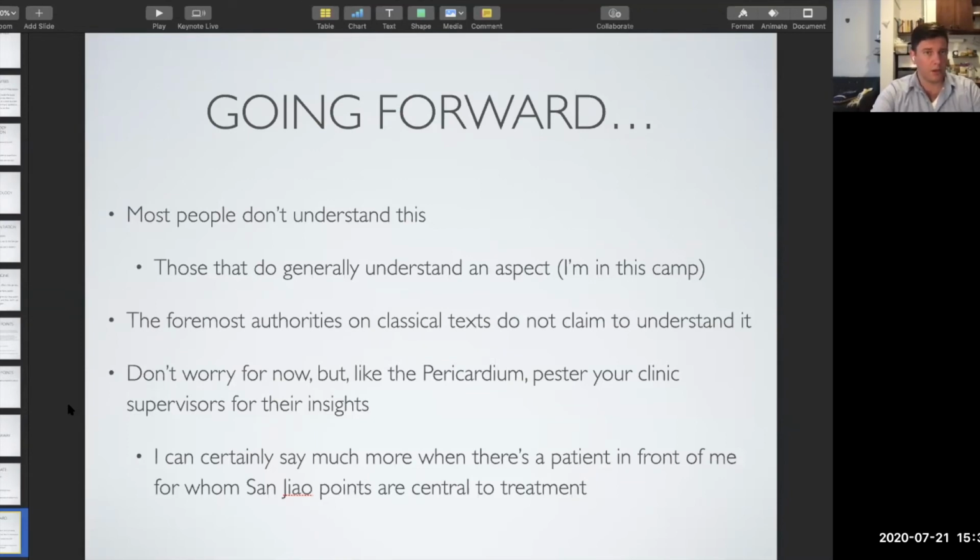Elizabeth Rochat is up there in terms of people who are respected for their understanding of the classics, and she's quick to say that this is arguably not something that's meant to be understood in a direct manner. So much like the pericardium, these two paraorgans together, I'd recommend that these be things that you pester your supervisors about. When using Sanjiao points, when using pericardium points in the clinic, ask your intern, so why are we using this point? What is it about the Sanjiao that makes this point the point to choose? Why are we using this pericardium point?